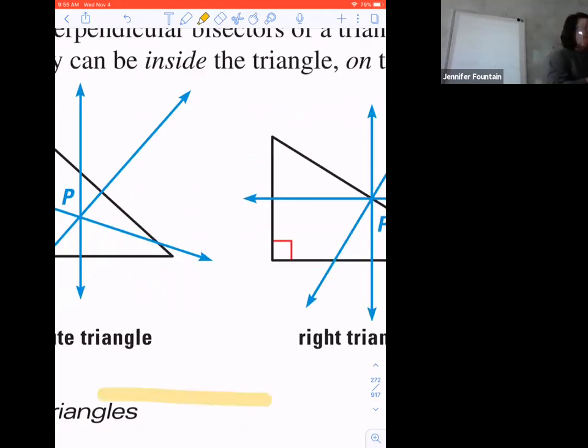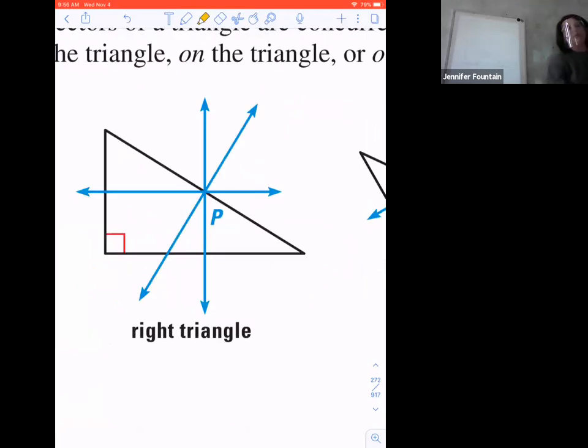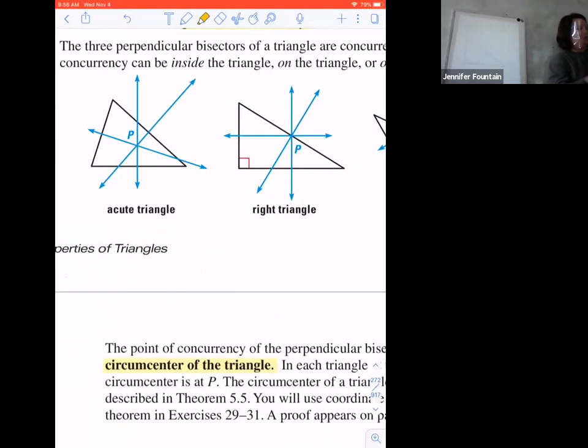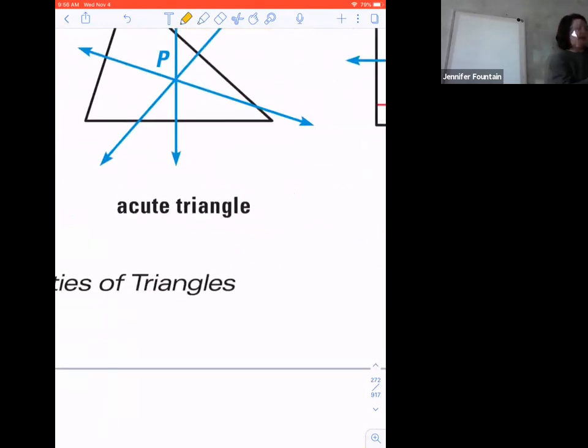When I look at a right triangle, concurrency, what do you notice about it? How is it different than my acute triangle? My acute triangle, in the middle, it's inside the triangle, right? So it is inside.